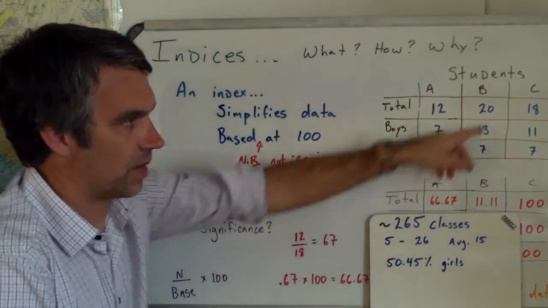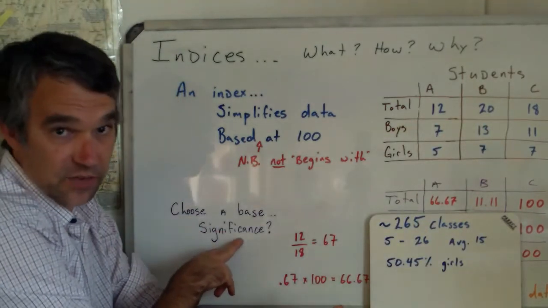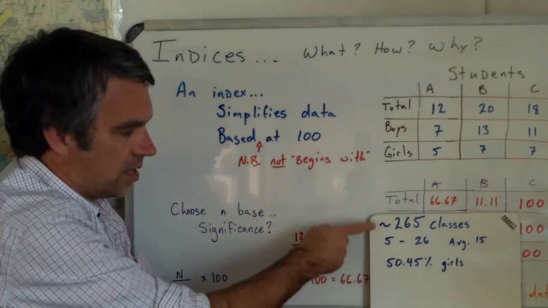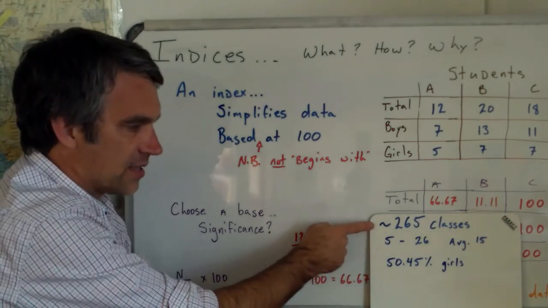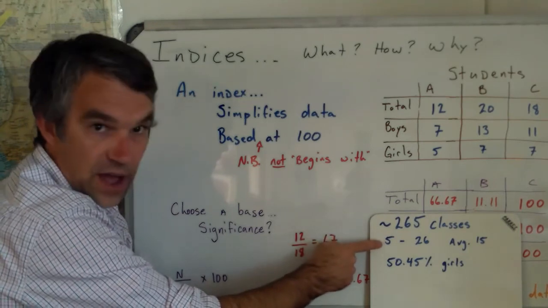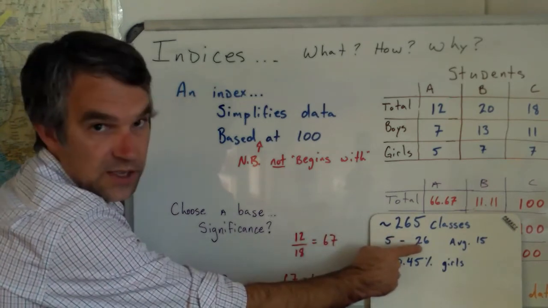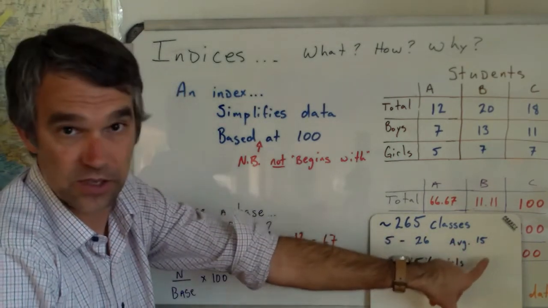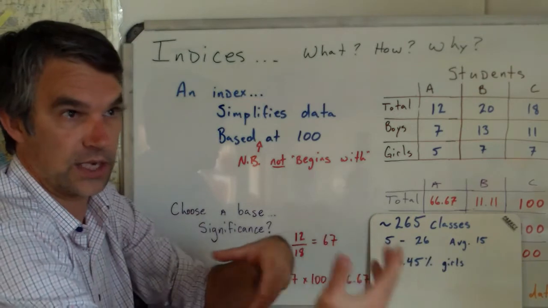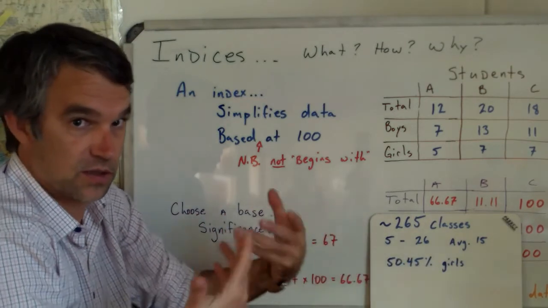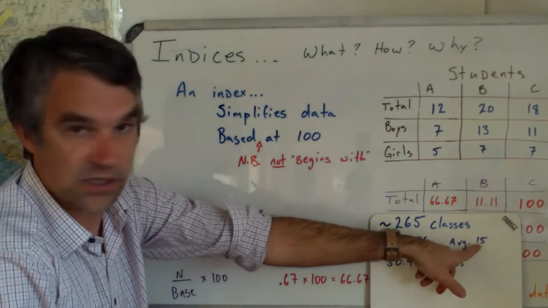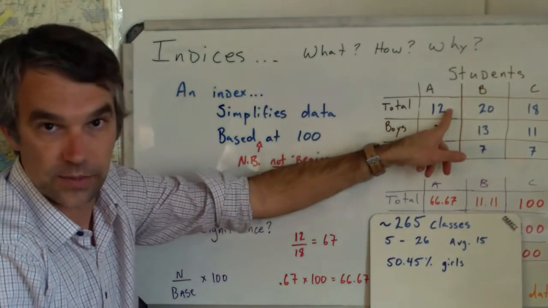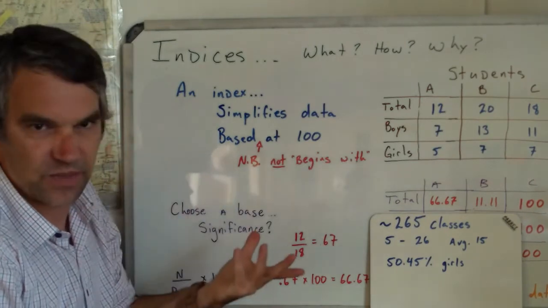So maybe instead of using my own classes, if I really wanted to get a significant base, I would actually take some number from here. Overall in AISJ, we have around 265 classes. They go anywhere from 5 students to a maximum of 26 students, and the average is around 15. So it probably would make better sense for me if I were trying to get a picture of, do I teach more students or fewer students than average? I would make this the base, and then obviously this number would be bigger, this would be bigger, and that would be a little bit smaller. So that's something I might do.